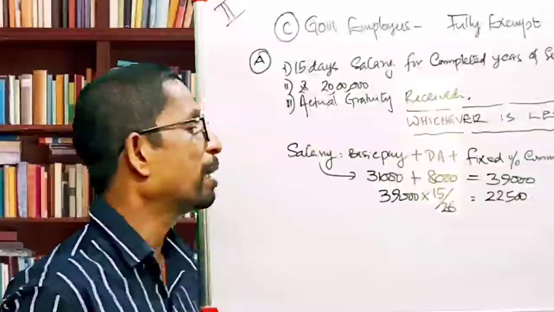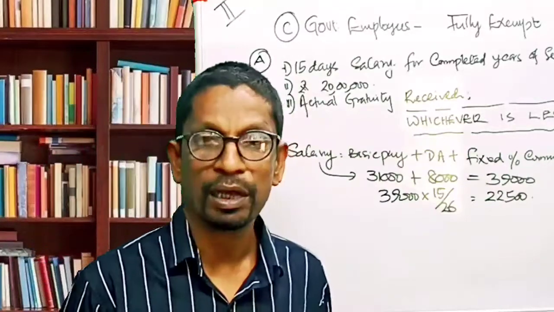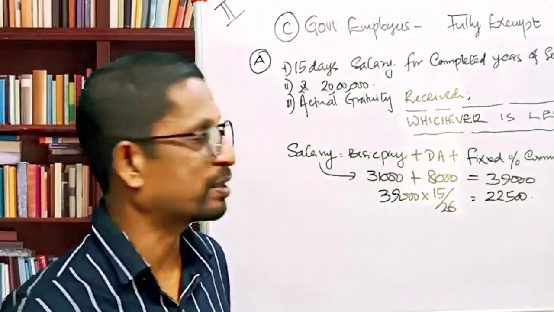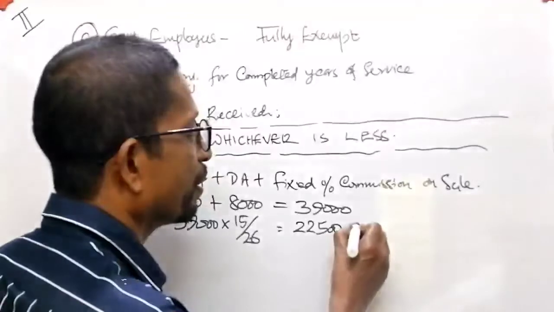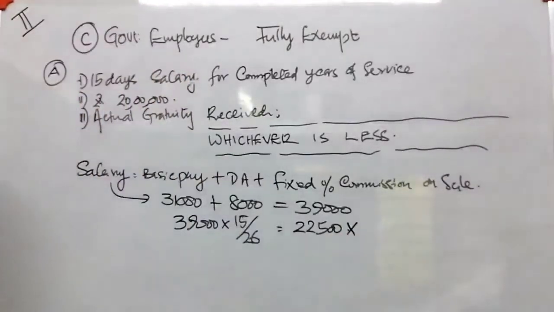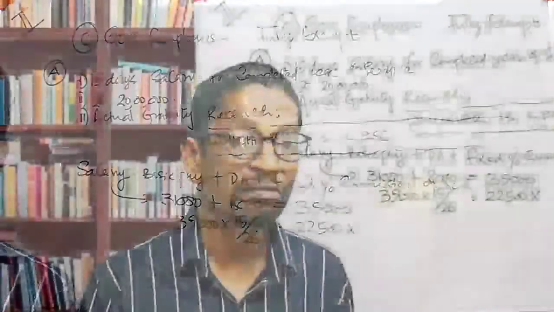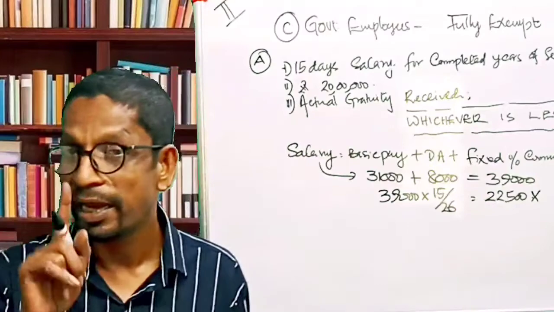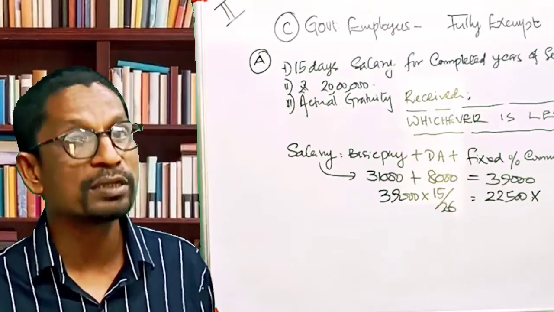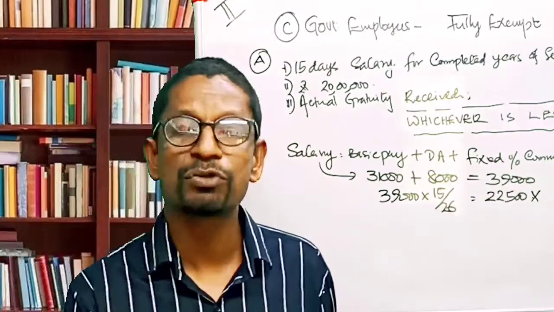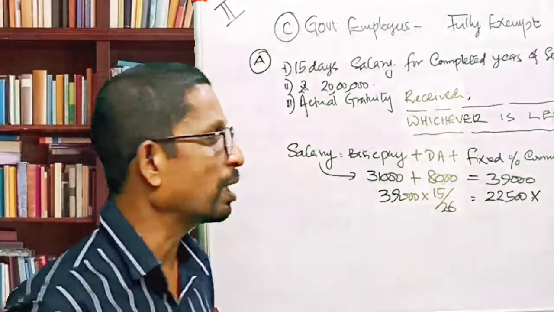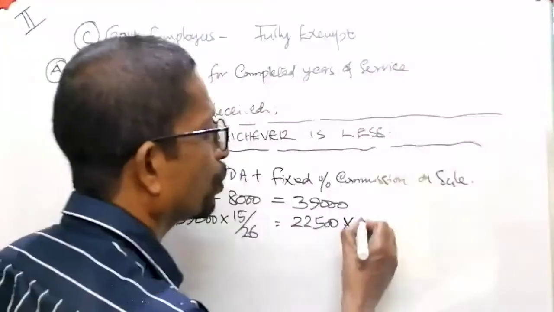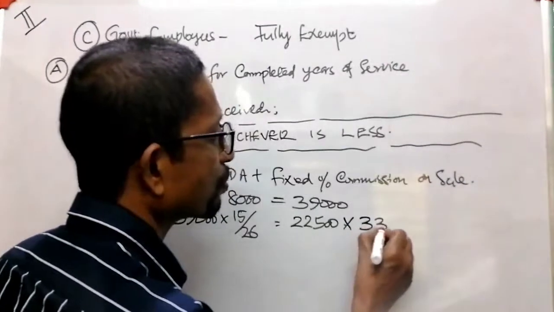22,500 is the monthly or 15 days salary for each completed year of service. That means 22,500 into how many years? He completed how many years of service? 32 years and 8 months. 8 months is more than 6 months. Therefore it is treated as 1 year. This total completed years is equal to 33 now.